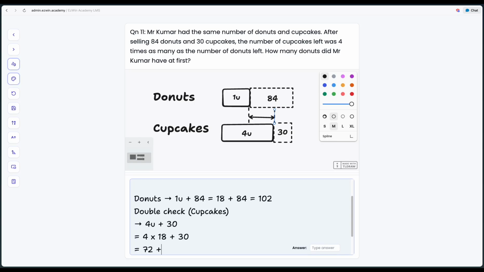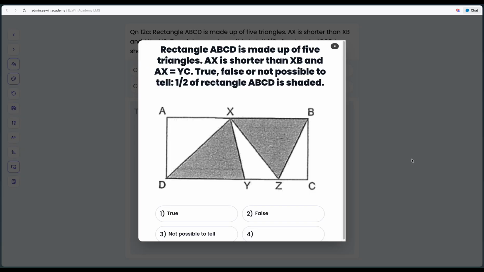And then we plus 30, this gives us 102, which means this is correct as well, because we know that cupcakes and donuts at first are the same. So the answer to this question is 102. Let's move on to the next question.